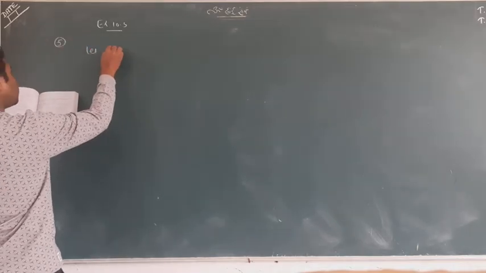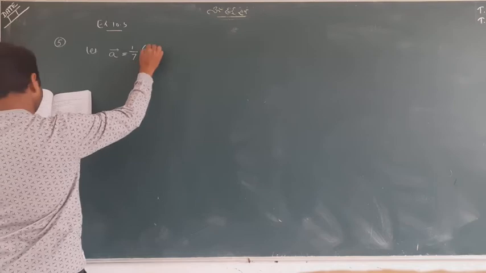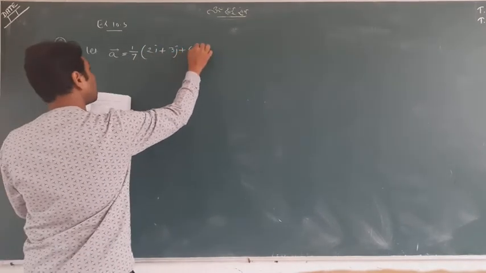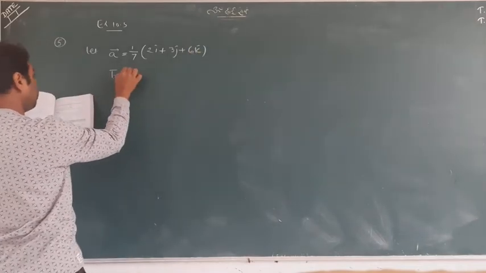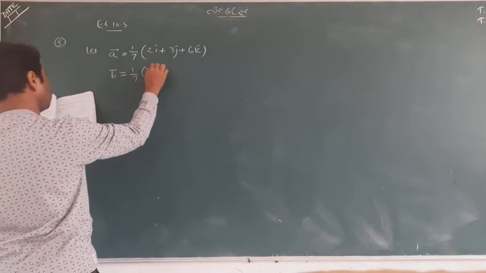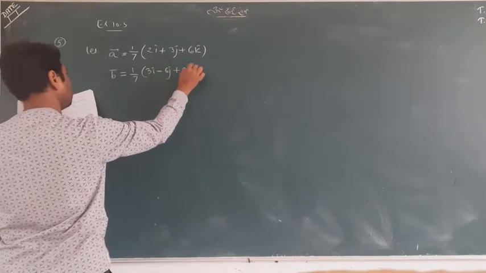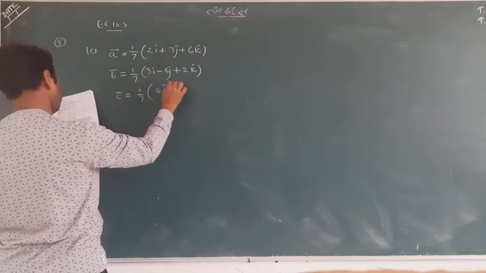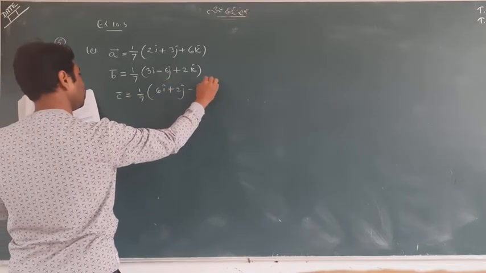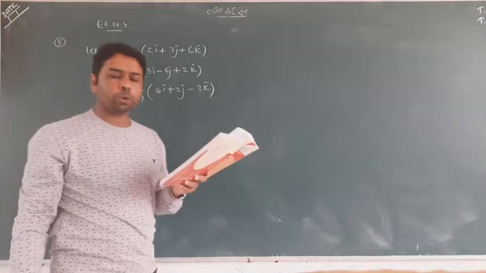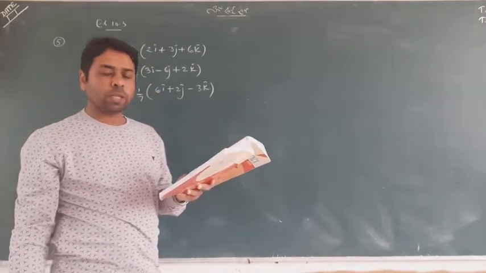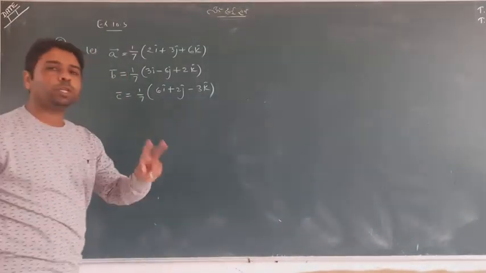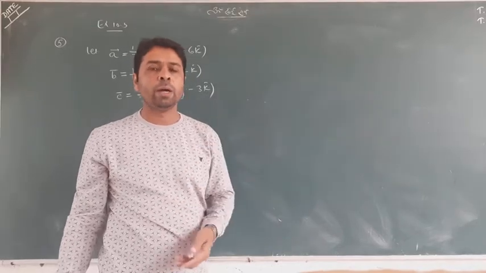First of all, I say the first vector is A. Second is B. And third is C. We have to show here that these three vectors are unit vectors, and also that they are mutually perpendicular to each other. Two things we have to show. First of all, we will show that they are unit vectors.